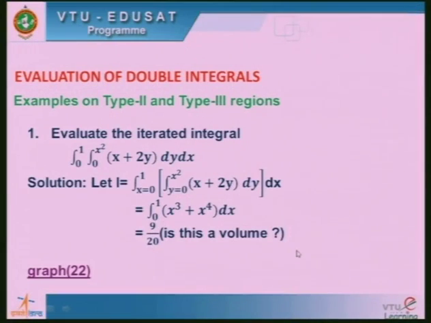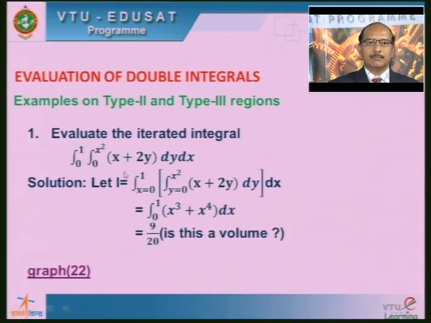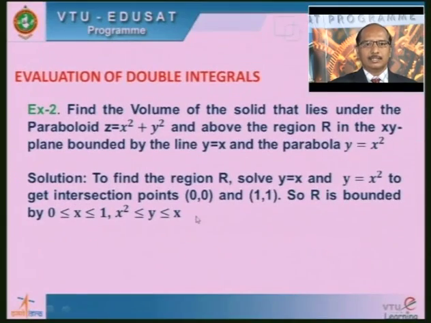So 9/10 is the volume because the function x plus 2y is positive. If x plus 2y, that is f(x,y), is not positive, we cannot say that this is the volume. It is just a number, the value obtained after the integration. When this is a positive quantity, that value represents the volume of the solid under the surface. Similarly, there are many examples you can see here.